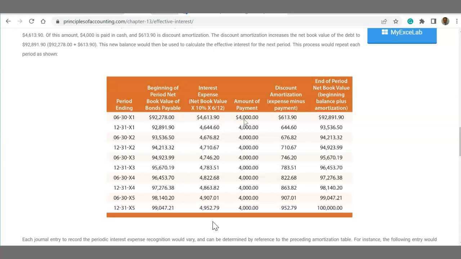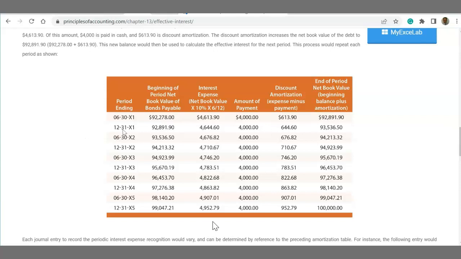However, you're going to pay always only $4,000. So 4,613 minus 4,000, that's 613. 613 plus 92,278 because it's a premium. Premium is plus, right? So 613 plus 92,278 is 92,891. And okay, that's your book value at the end of first 6 months. So beginning of the first year and the middle of first year.